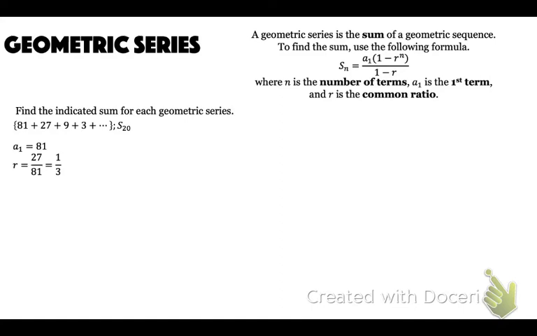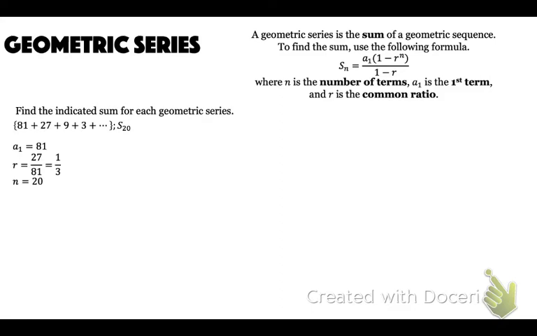If we look at our series right here, I can take my second term and divide by the first term. So I have 27 over 81, which is 1/3. I can also do 9 divided by 27, which is also 1/3. I can do 3 divided by 9, which is 1/3. That is my common ratio right there. Okay? So there's my common ratio, and n is 20.